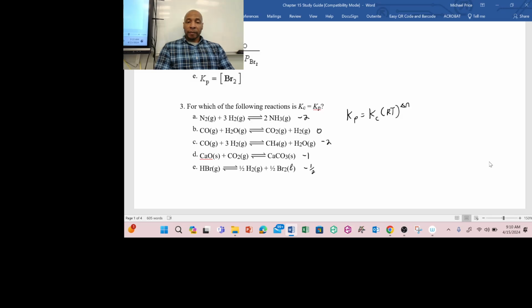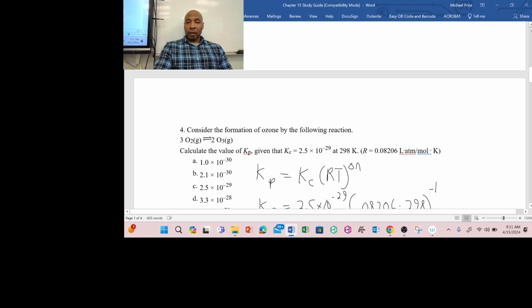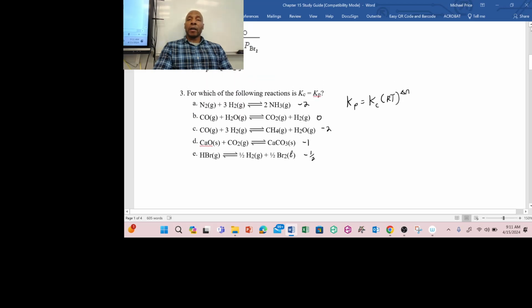Y'all see how easy it was? You never include solids and liquids in your equilibrium expression. Well, technically, solids, liquids, and solvents, but the solvent is going to be a liquid anyway. This is wet chemistry we're talking about here.